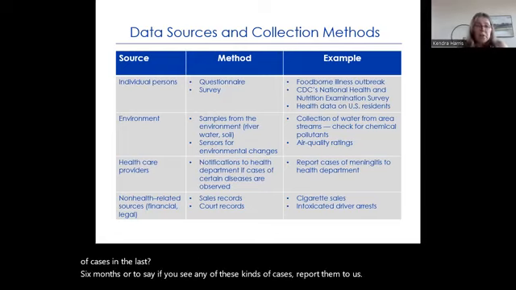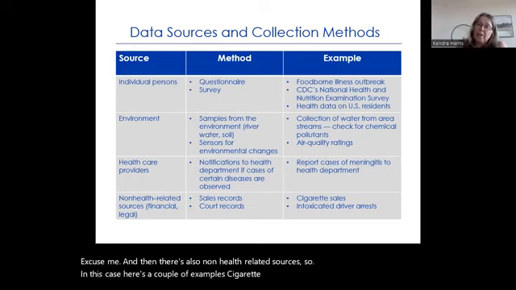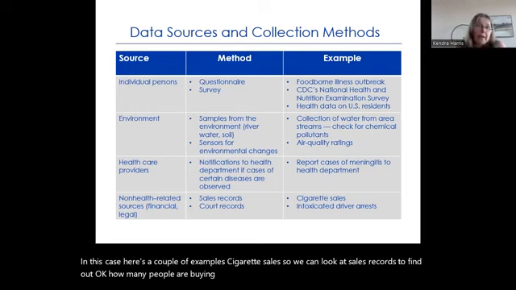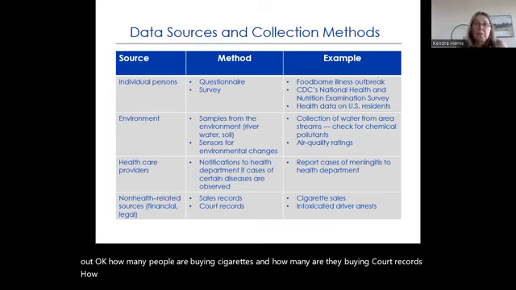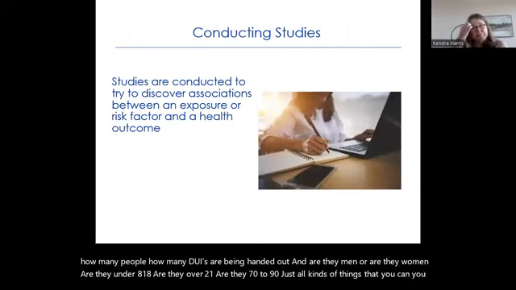And then there's also non-health related sources. In this case, here's a couple of examples. Cigarette sales. We can look at sales records to find out how many people are buying cigarettes and how many they are buying. Court records: how many DUIs are being handed out, and are they men or are they women? Are they under 18? Are they over 21? Are they 70 to 90? Just all kinds of things that you can ask from the data.